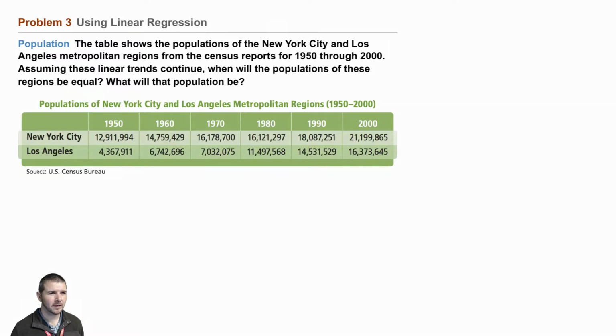Consider the table. We have New York City listed at the left in row 1, Los Angeles in row 2, and then for columns, 1950, 1960, all the way through at 10-year increments along with the census, right up until the year 2000. And then populations, filling in the cells in the table.